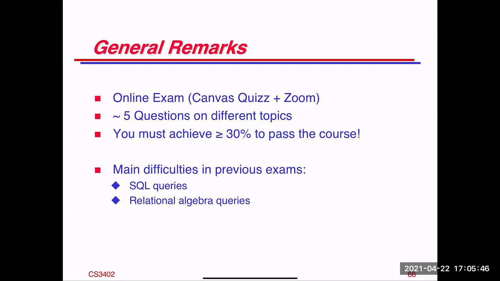Another thing that I want to mention is that I only taught this course once before, so my experience with the exam is limited. But what I saw was that a lot of students struggle with the SQL queries and relational algebra queries kind of questions. So I would encourage you to practice these beforehand. And now I will just go through some of the topics that we discussed and remind you of some of the things that I think are important.